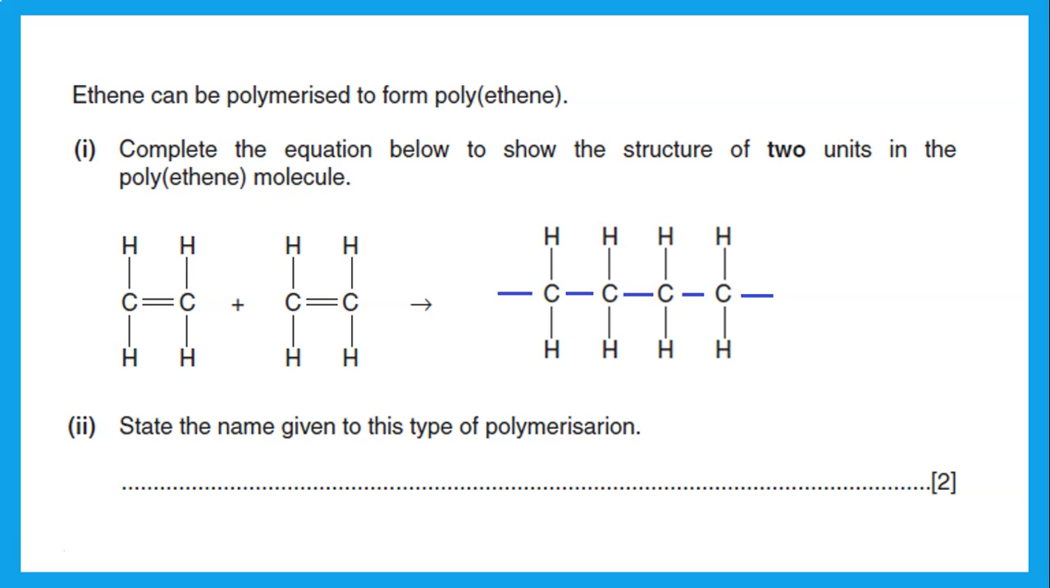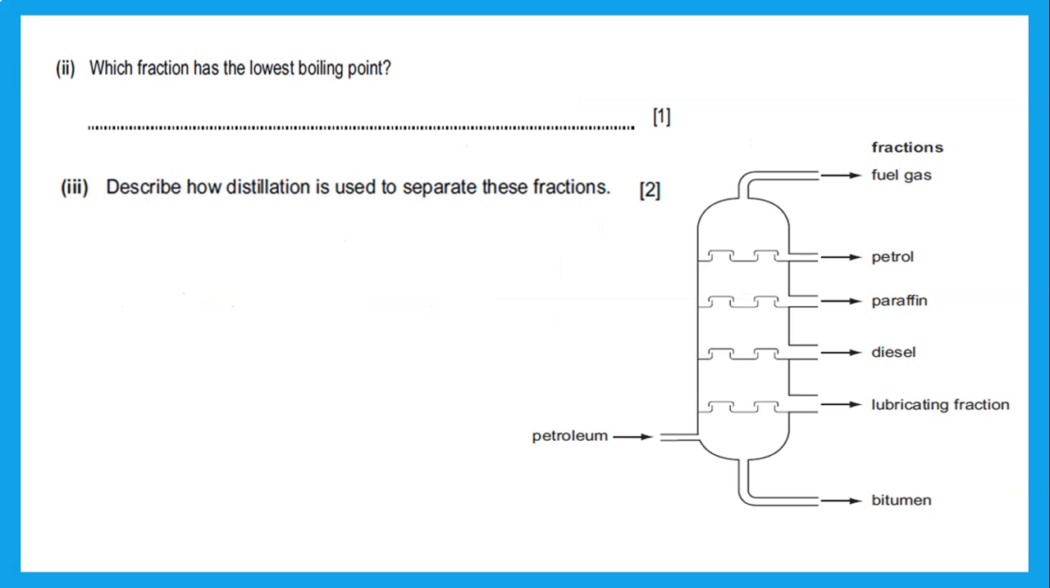Of course, what is the name of this type of polymerization? Remember that this type of polymerization is called addition polymerization. When we start with alkenes and the polymer is the only product, then this is addition.